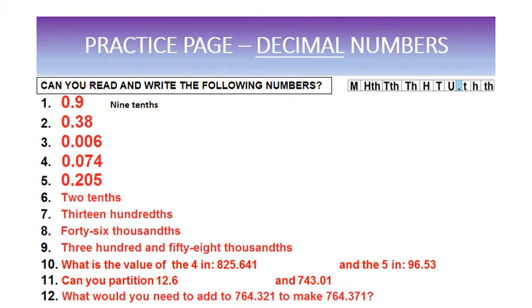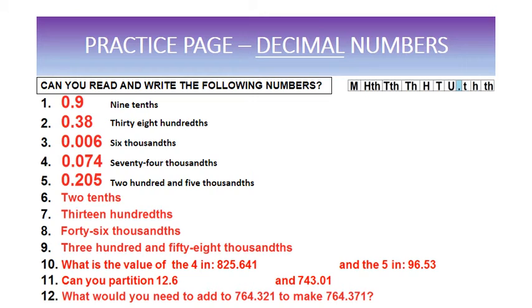So the answer to number 1 is 9 tenths, number 2, 38 hundredths, number 3, 6 thousandths, number 4, 74 thousandths, and number 5, 205 thousandths. Number 6 looks like this, number 7, number 8, number 9, number 10, what is the value of the 4 in this number? The answer is 4 hundredths.